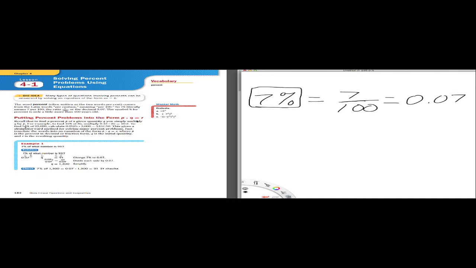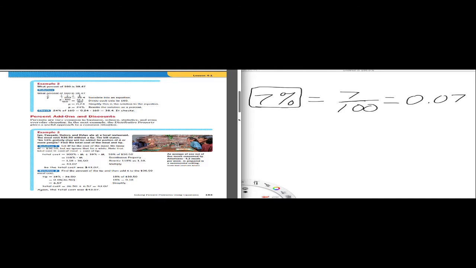So the formula is really pretty easy. The percent of a given quantity is equal to R. And so we got P times Q equals R. And that's the resulting quantity. And that gives us a form we can work with.